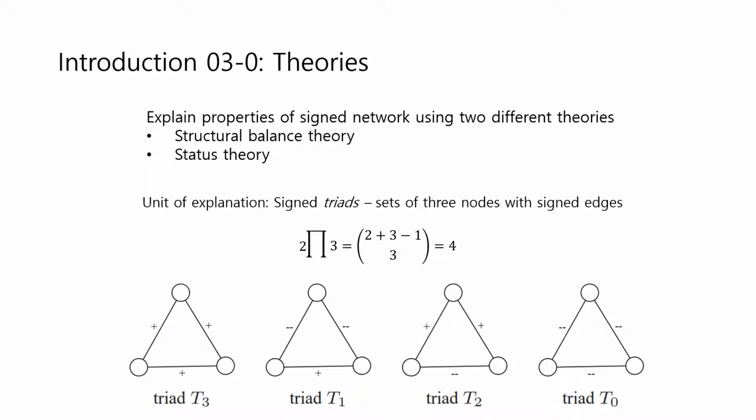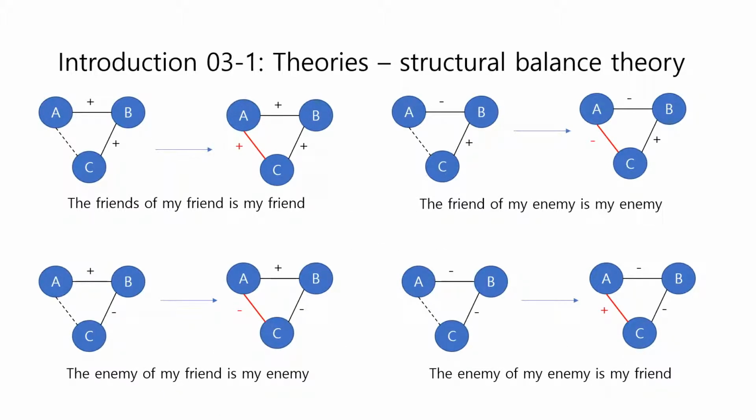They used triads, which are sets of three nodes with signed edges, as the basic unit of analysis. Four different triads can be constructed. They explored those triads using the two theories. First, in the field of social psychology, researchers tried to explain the plausibility of each triad by introducing structural balance. Assumptions and the following constructions of signed networks are listed.